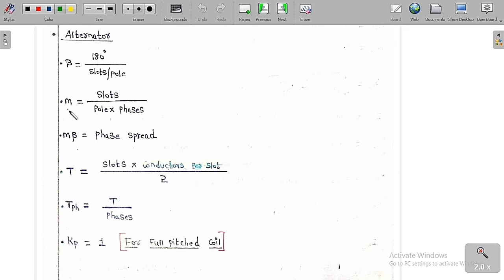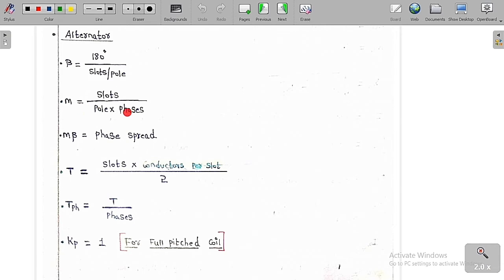And m is called the phase group. Phase group means how many slots are associated with one phase under one pole. So listen carefully. m is called the phase group, meaning the number of slots assigned to the same phase under one pole.